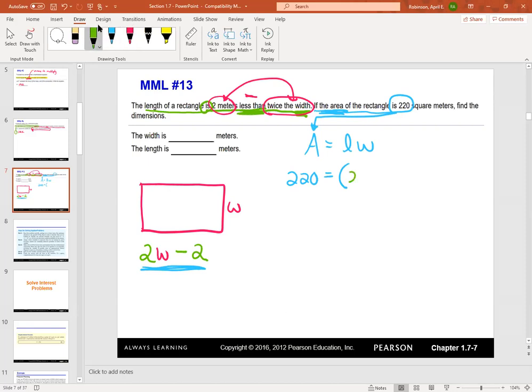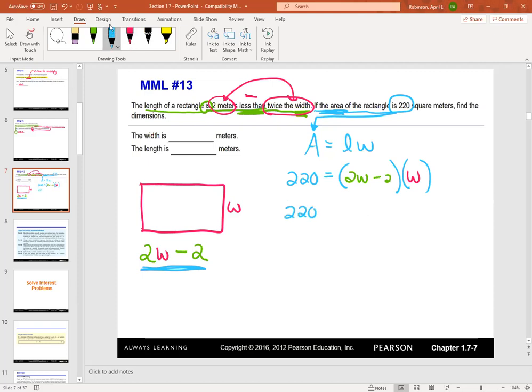I'm just going to put it all in green. 2W minus 2. And then I'm going to take that times the width, which was the W. And now I have an equation that I can solve because it's got nothing but W's in it. And when I solve it for W, I'll have the width. And then all I have to do is twice that and then subtract 2 from it, and I'll have the length. Now to solve this, it does require me to use the distributive property.